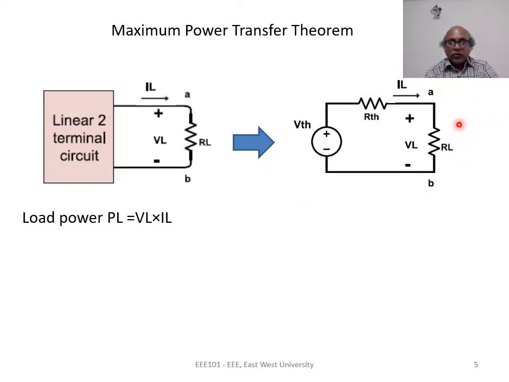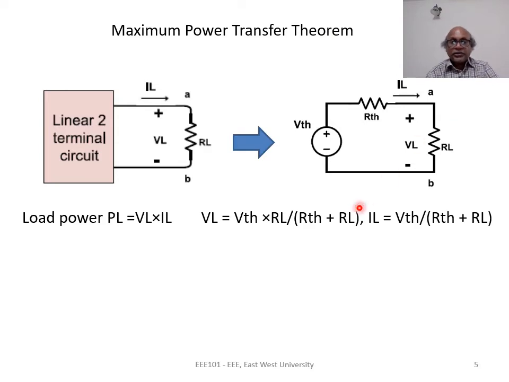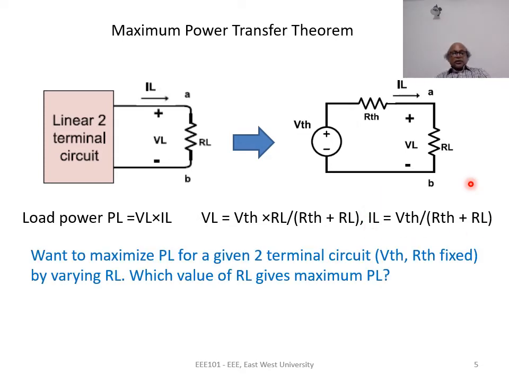Using voltage divider rule in this circuit, VL can be expressed by this expression. And using Ohm's law, RTh and RL are in series. Using Ohm's law, IL can be expressed by this equation. In this case, we are considering that our two-terminal linear circuit is fixed. If the linear two-terminal circuit is fixed, then VTh is fixed, RTh is fixed. The only variable in this circuit is the load resistance RL.